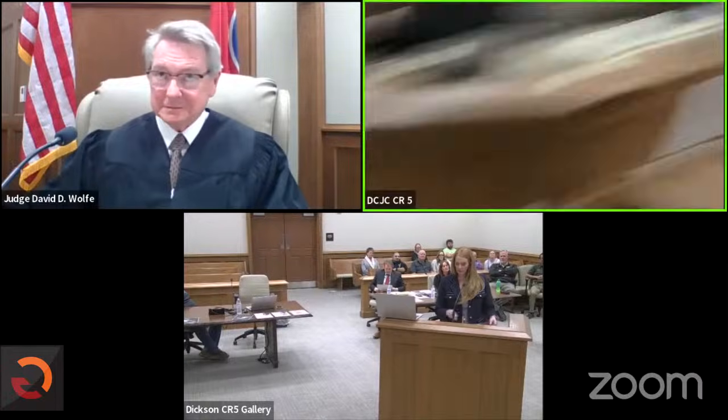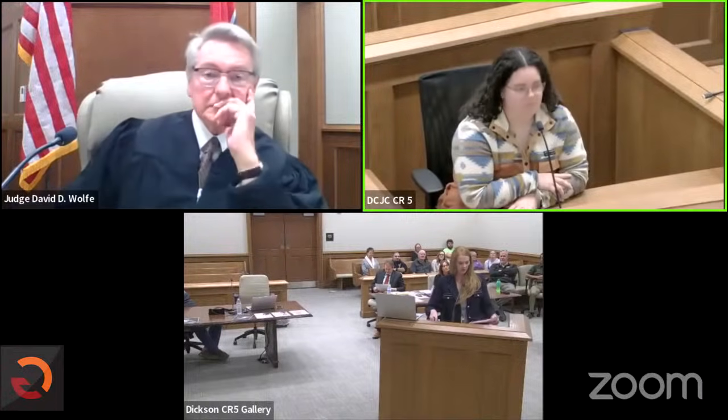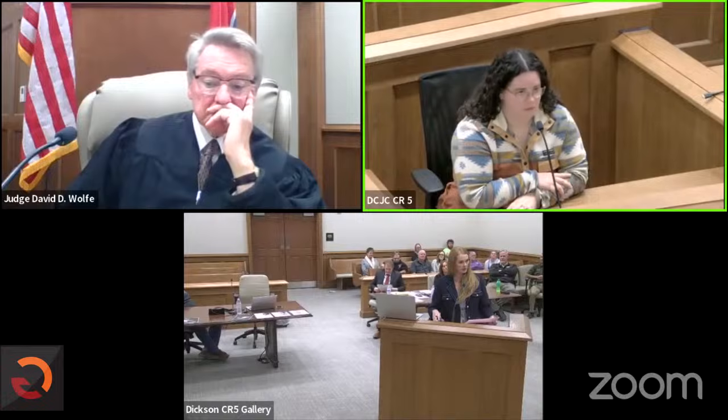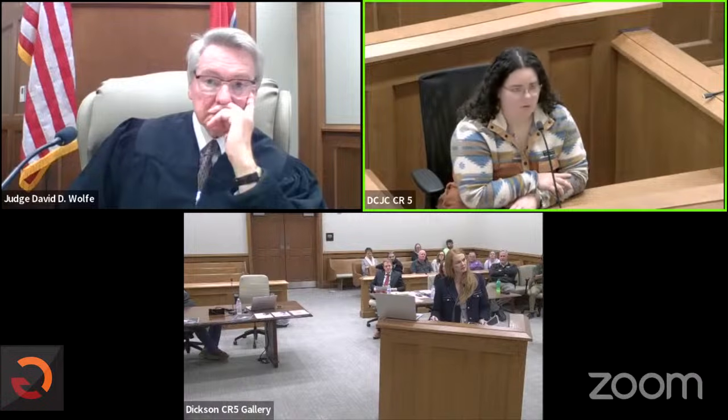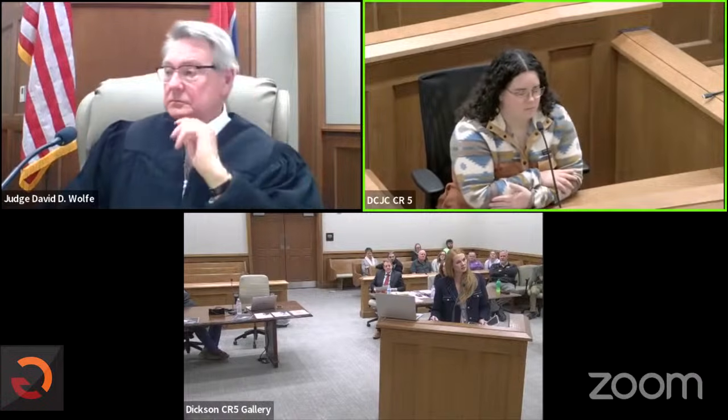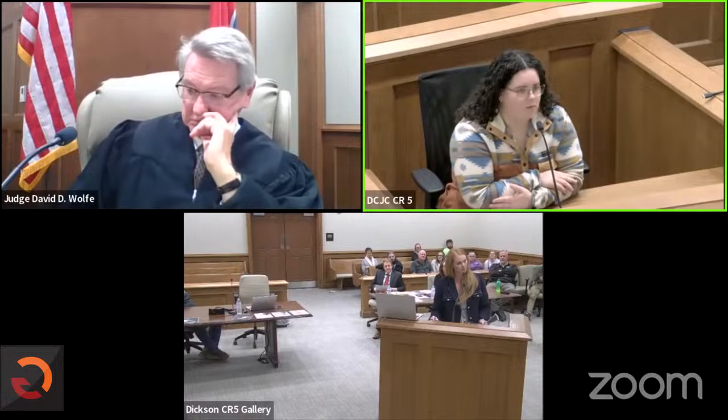And these pictures were taken at night. Correct. Were they taken the same day? Yes. What's the reason for the delay? Why wait and take it at night? I believe that she was giving her testimony and it took a while.